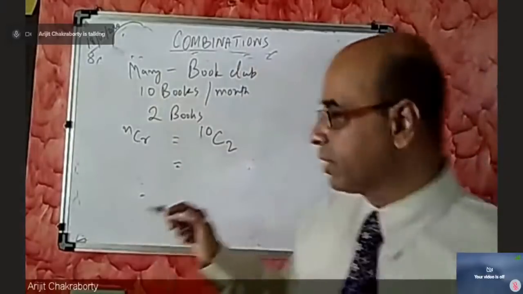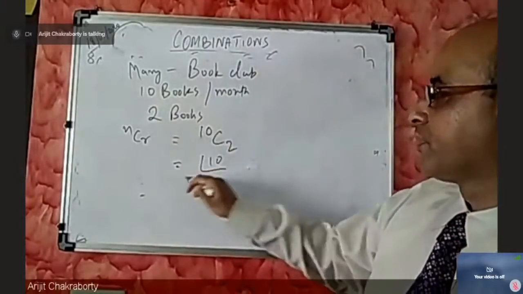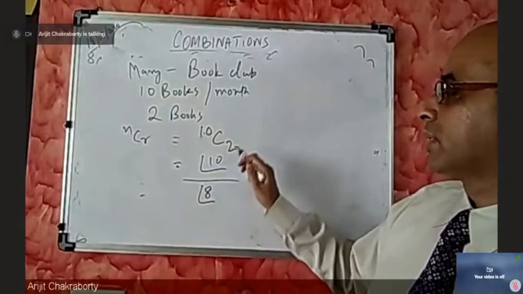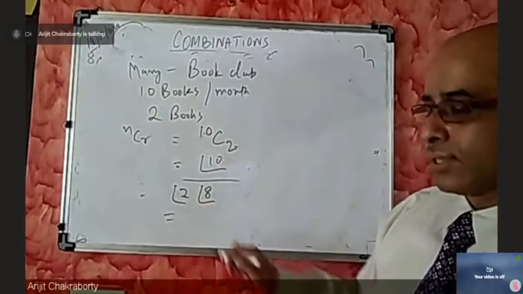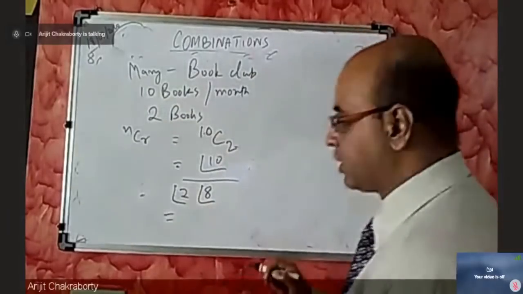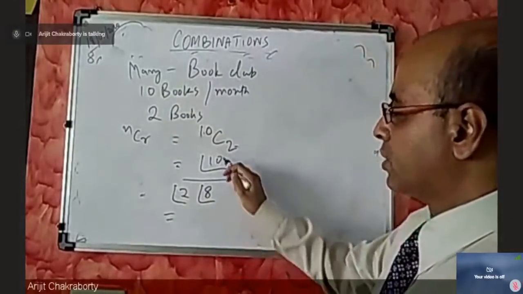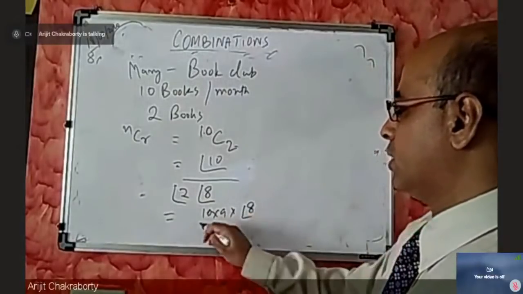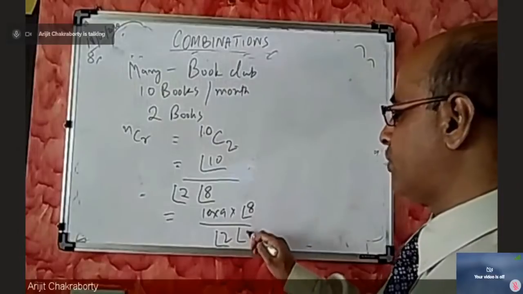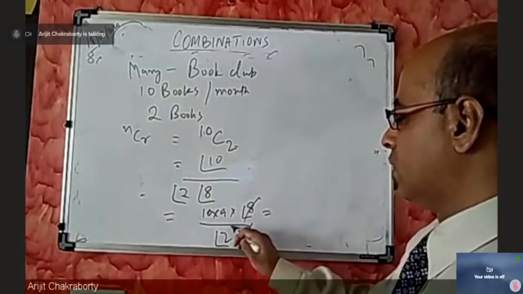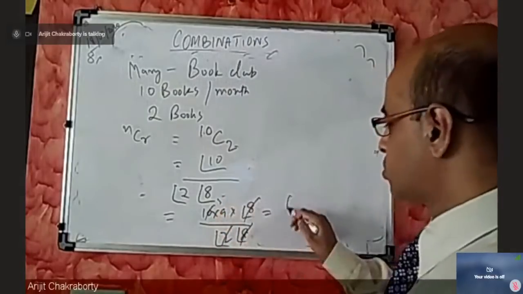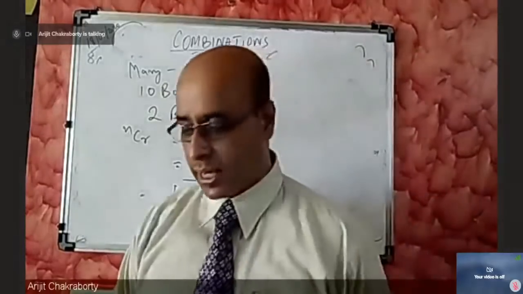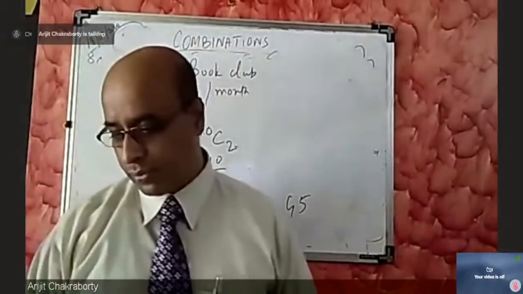Let's see what 10C2 is. 10 factorial divided by 10 minus 2 factorial, that is 8 factorial multiplied by 2 factorial. If you break it up, it comes to 10 into 9 into 8 factorial divided by 2 factorial and 8 factorial. 8 factorial and 8 factorial cancel out. So 2 into 5, this comes to 45. So she can have 45 different pairs of books every month.